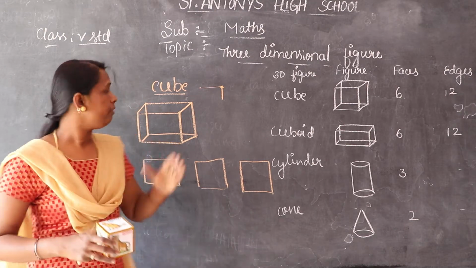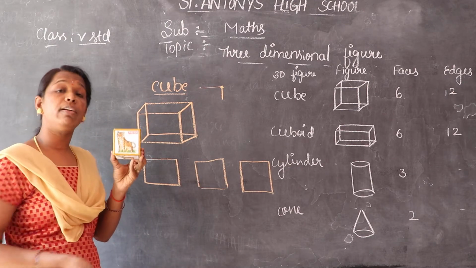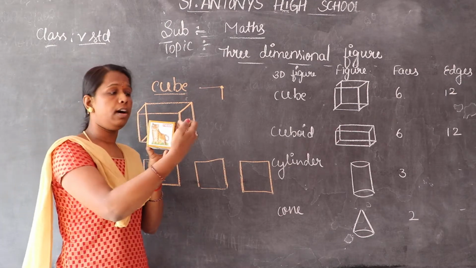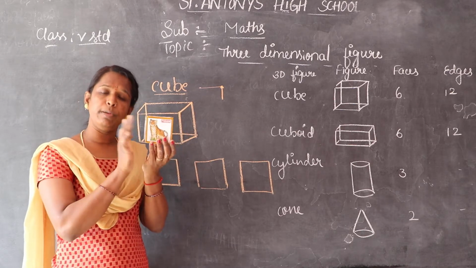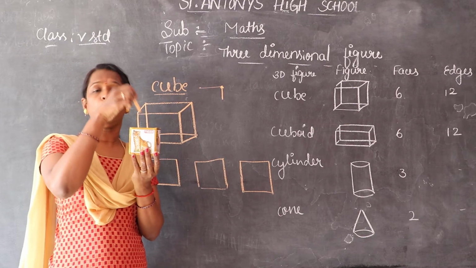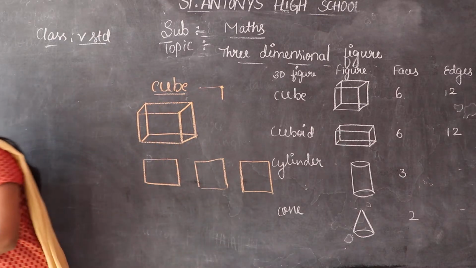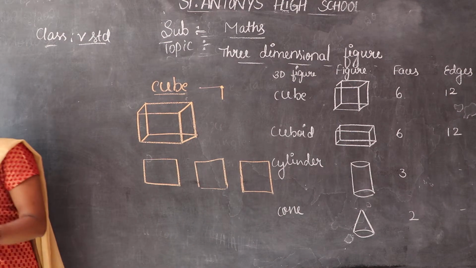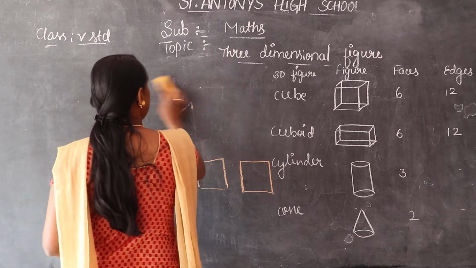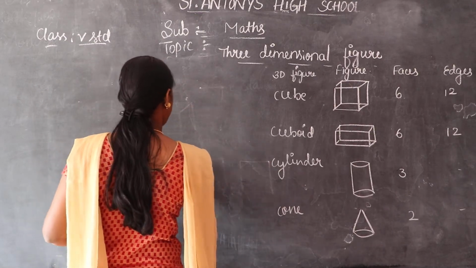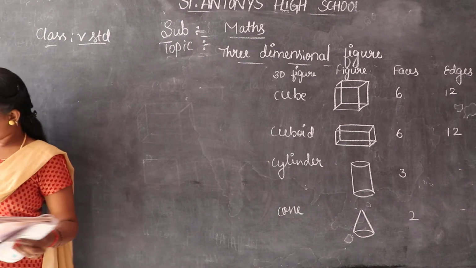Okay children, when we see from the front side, this is called what? Square. And when we see the cube from the side, left or right, the shape is a square. When we see the top of this cube, that is also a square. Next shape, the next name of the shape is called cuboid.